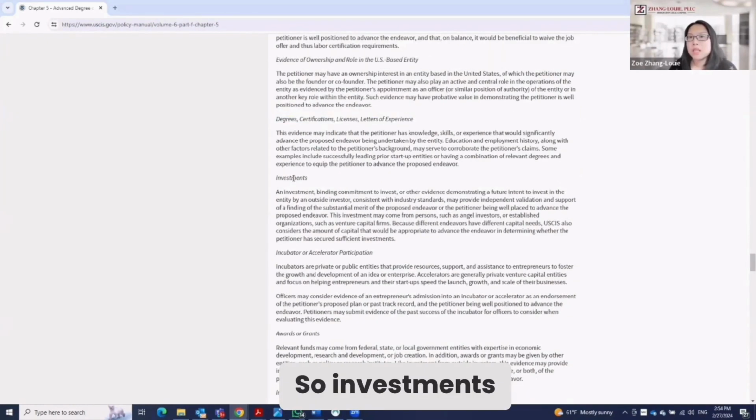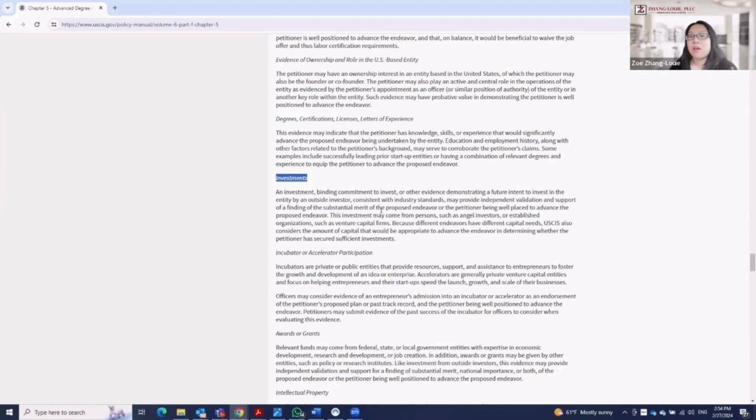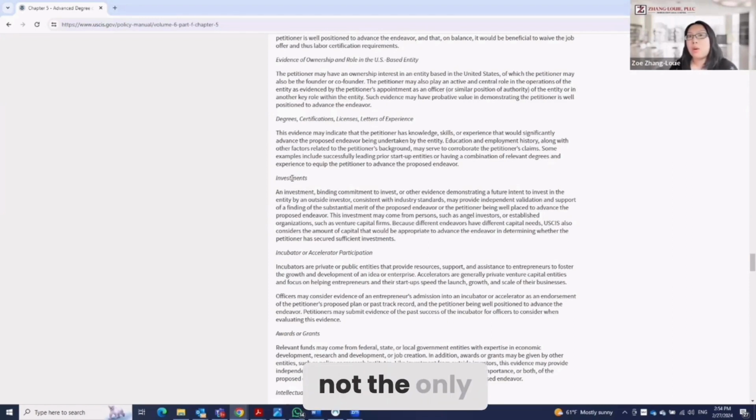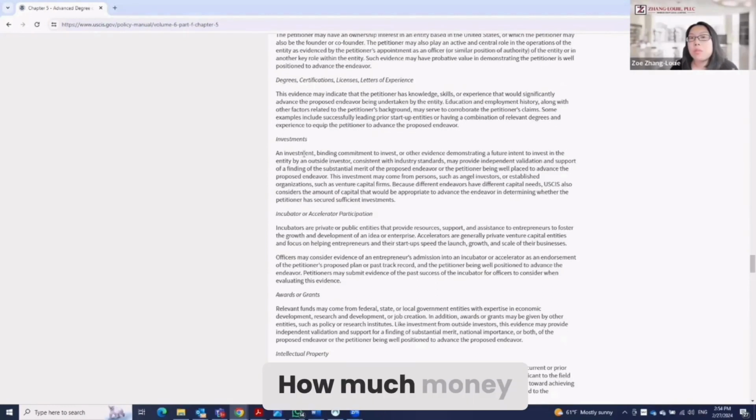So investments: if you have angel investors or third-party investors, government investors in your research, this would be a really good area to fit in, but this is not the only consideration. We've definitely had approvals who do not have outside investments, and obviously to start any business, you need to have your own investments, and your own investments can also fit into this section. How much money you invest can help show the likelihood of your business succeeding, right?